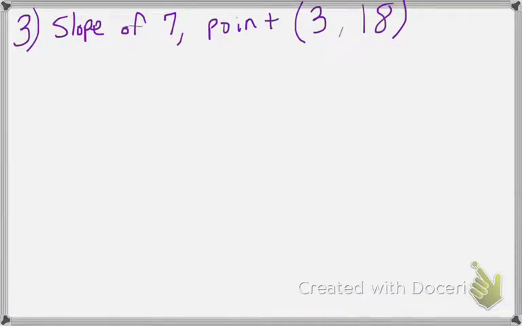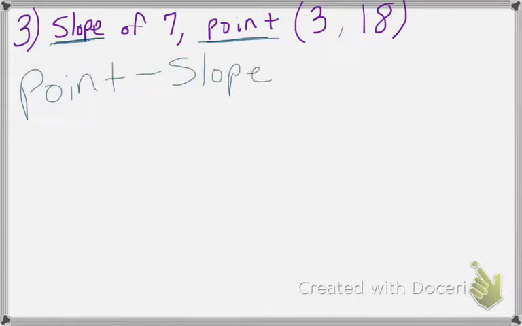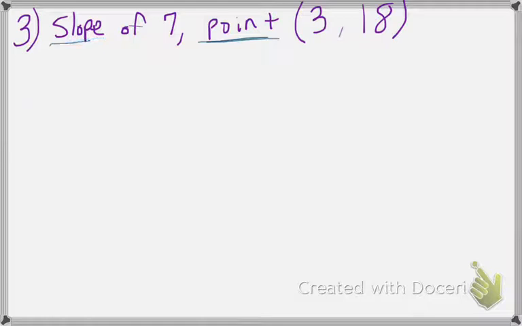Okay, so this one is number 3. I need the equation where the slope is 7 and the point is (3, 18). Now we have a slope and a point. So we're going to have to use the point-slope formula, which is y minus y1 equals m times x minus x1.